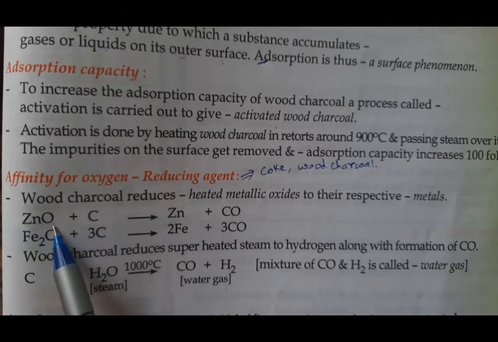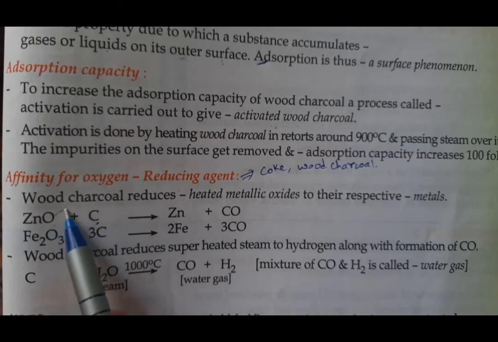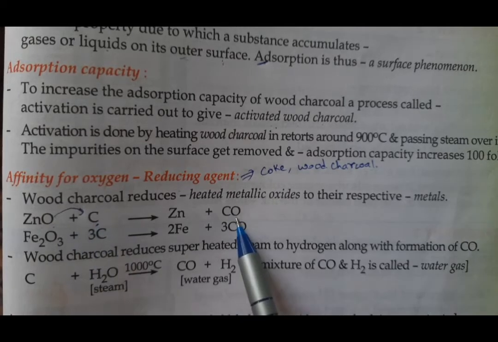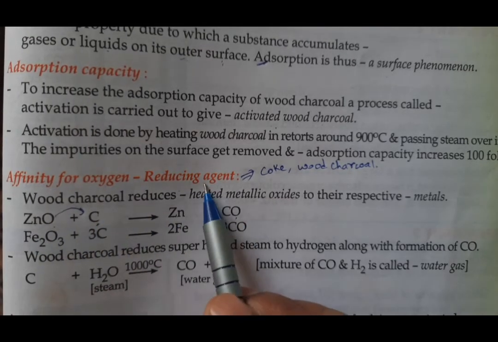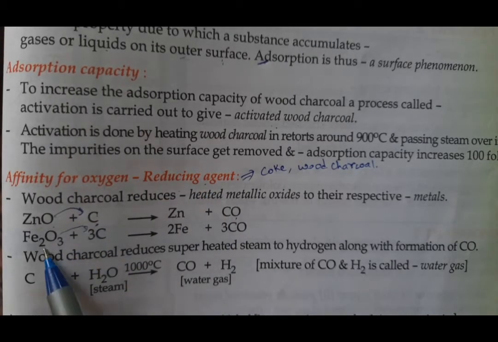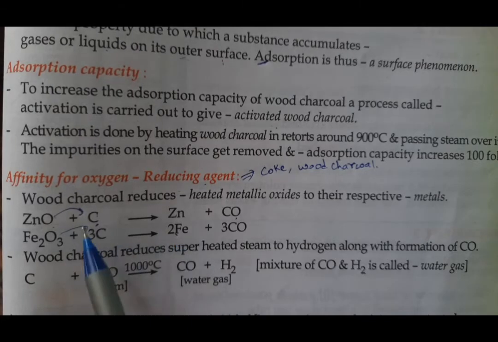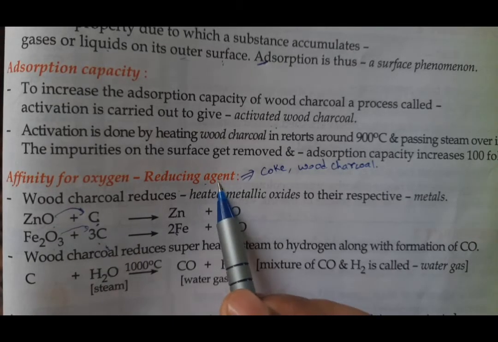Zinc oxide contains oxygen, but this is wood charcoal, symbol C. It loves oxygen, therefore it gains, and zinc will be without oxygen. So when it gains oxygen from others, it is a reducing agent. Similarly, here also it gains oxygen, and iron will become without oxygen. In both the reactions, you can see oxygen is gained by wood charcoal, that is the C symbol. Therefore, it acts as a reducing agent.